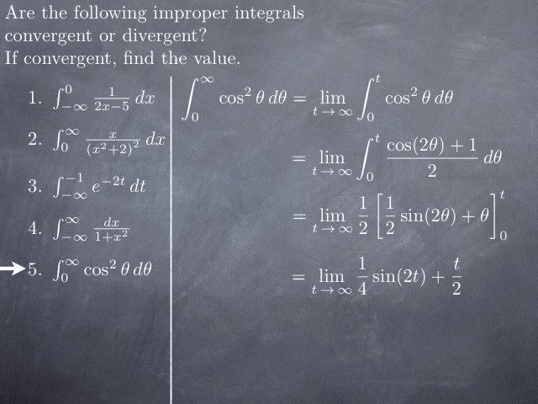It is not clear what happens to sine of 2t as t goes to infinity, but in any case, sine of 2t stays between -1 and 1. When we multiply by 1/4, we have something that may oscillate between -1/4 and 1/4. But the t over 2 goes to infinity anyway. So for the limit, we get, again, an infinite limit, and therefore a divergent integral.